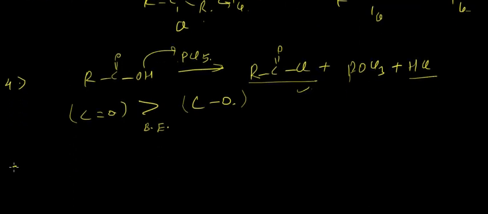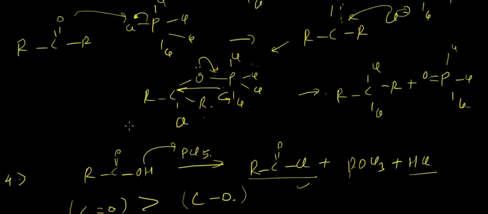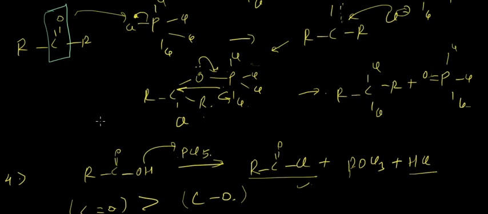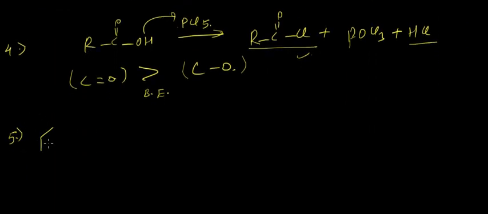Okay, let's talk about this case. But in the above example, when there is no other option left, this C double bond O bond will get itself broken up. Okay, now let's discuss this example.